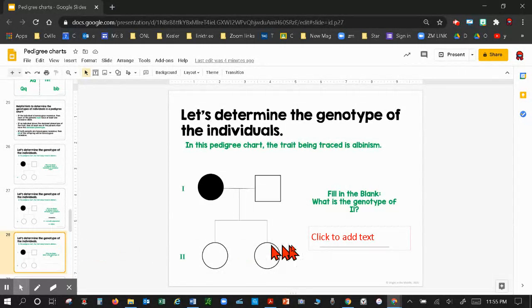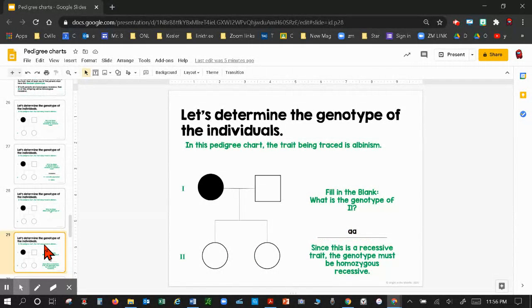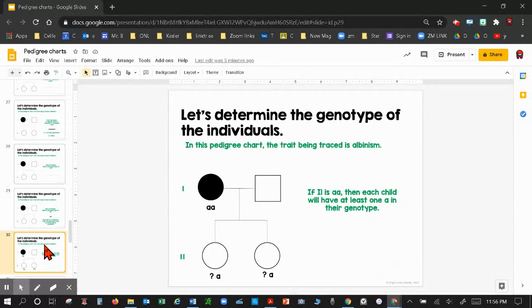Now, take a look at this chart here, the same chart we just saw. What is the genotype of person I-1, Roman numeral 1, 1? What would be their genotype now that you know? If you missed what we just shared, go back to the previous slide and take a look at what I shared about the traits, the letters, or the alleles. If you said lowercase a, lowercase a, then you were correct. Since it's a recessive trait, the genotype must be homozygous recessive.